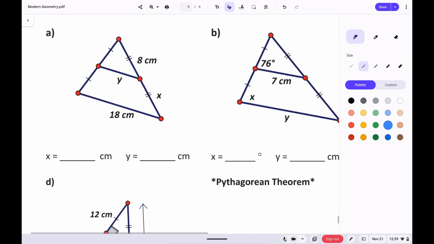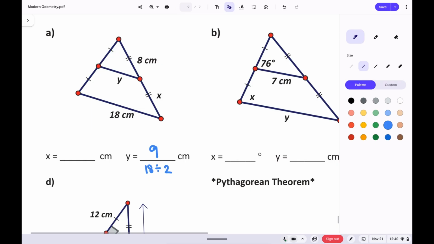Does anyone feel like they know what one of the two should be? Colby, what do you think? Y should be 9 because it's parallel to the 18 centimeter. Good. So Y is the mid-segment, and he noticed that it would be parallel to that side that says 18. And so it should be half. So yeah, that should be 9. So I'll just write underneath it 18 divided by 2 is where we got that 9 from. Good. How about the X?